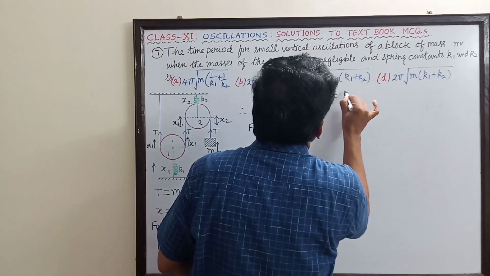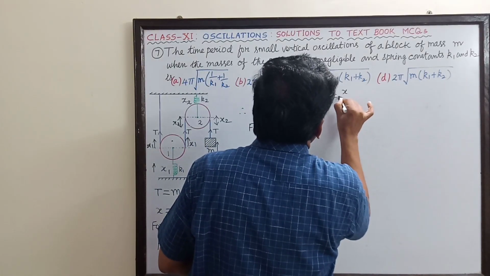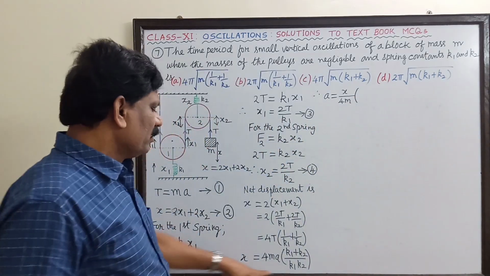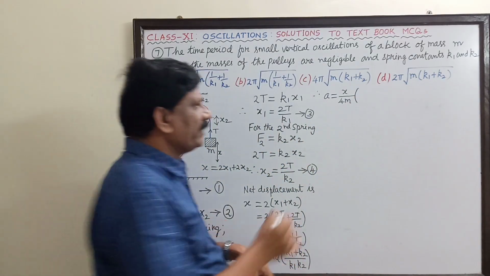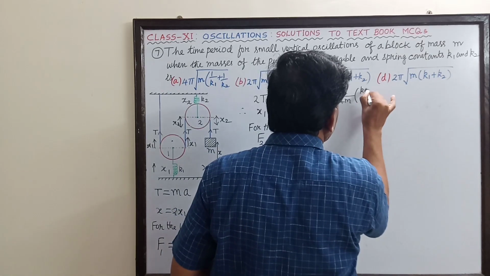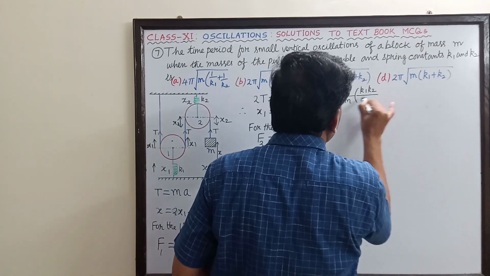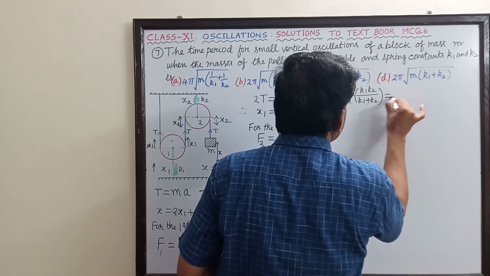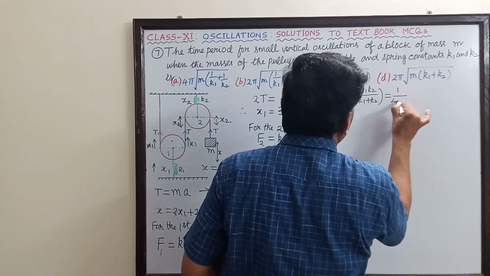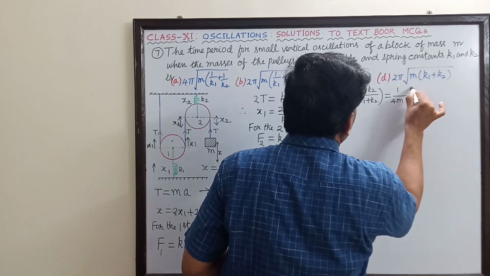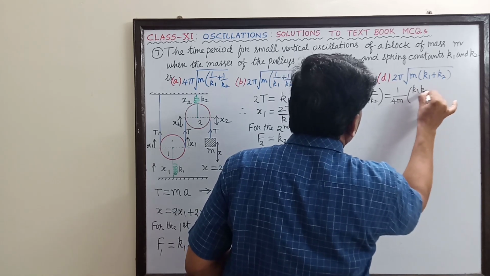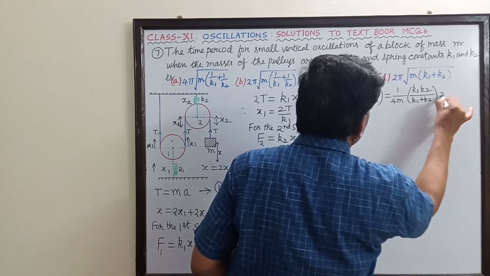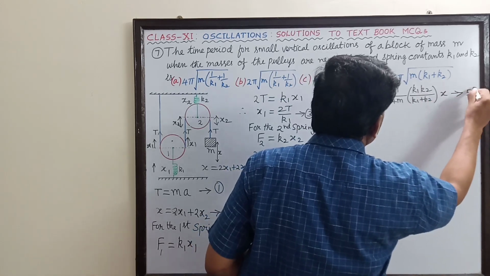So this is x divided by 4m into k1 k2 by k1 plus k2. Reciprocal will come. So here this is a, k1 k2 divided by k1 plus k2. So this is equal to 1 divided by 4m into k1 k2 divided by k1 plus k2 into x. This is our equation number 5.